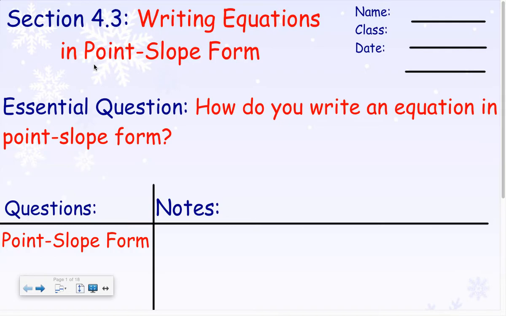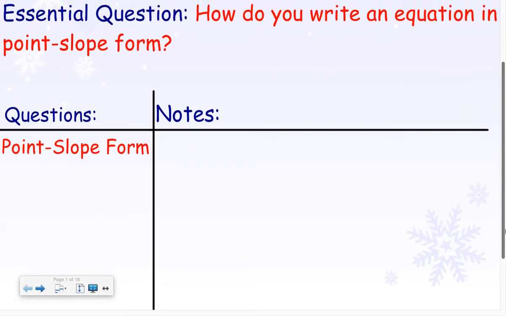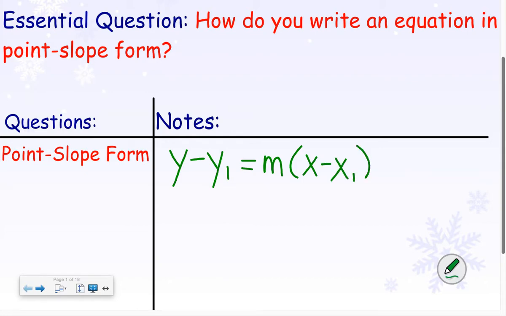So just like slope-intercept form and standard form, point-slope form is a way to write an equation for a line. Point-slope form is y minus y1 equals m times x minus x1. Just like in slope-intercept form, m is always our slope. And then x1 and y1 are a coordinate point.